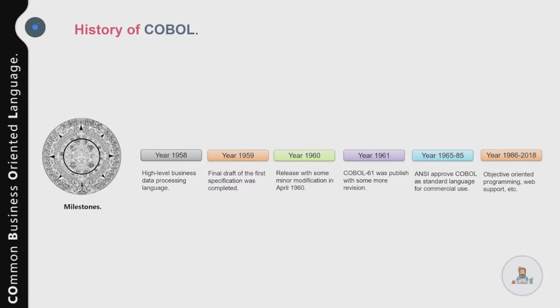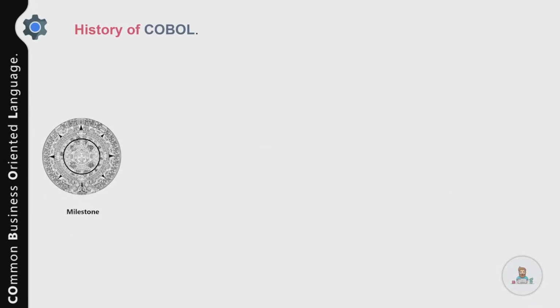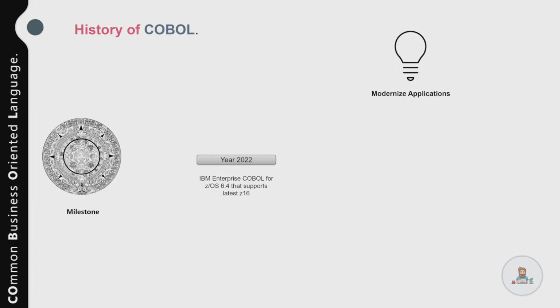Now let's talk about the latest version of the COBOL compiler which is available as of May 2022. The latest version of IBM Enterprise COBOL for z/OS is 6.4 that supports the latest z16 architecture. Enterprise COBOL 6.4 delivers modernization features that improve developer productivity in addition to the performance, modularity, and maintainability of your code. It also reduces the operating cost.